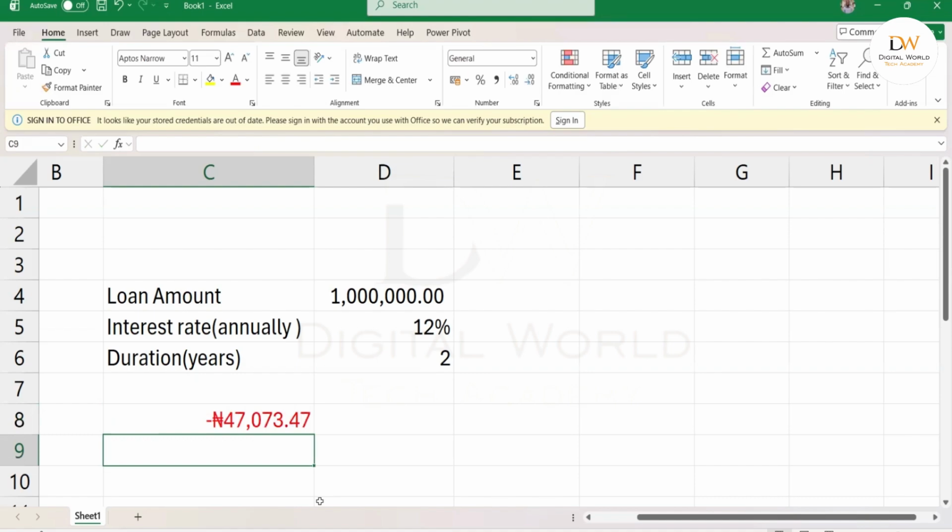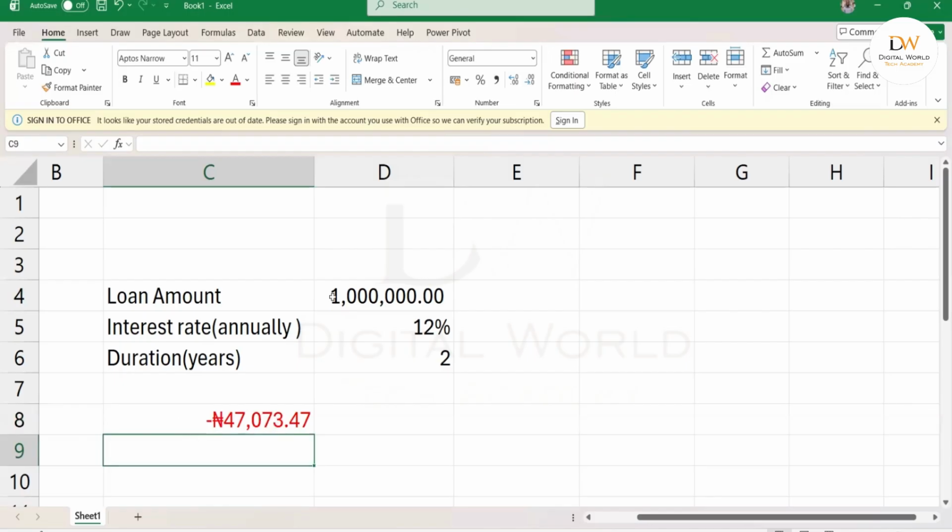Now, it shows that John is going to be paying 47,073 naira 47 kobo per month with an interest rate of 12% annually. So he's going to be paying this every month. Now note, it's showing us in negative, that's why it is in red. It is showing us in negative form, right?